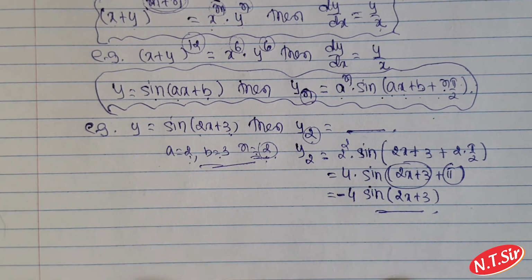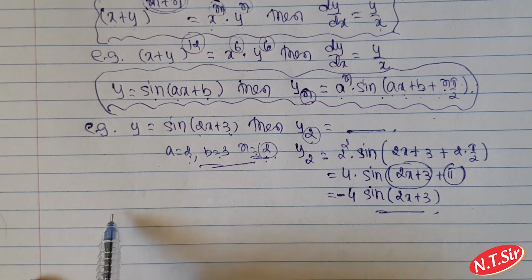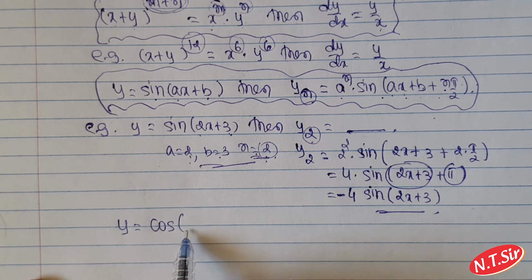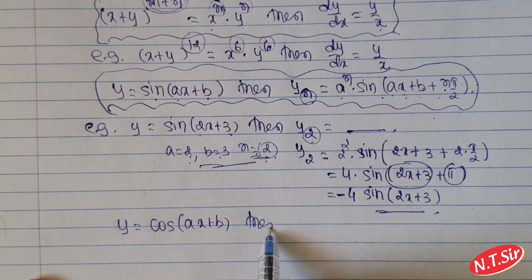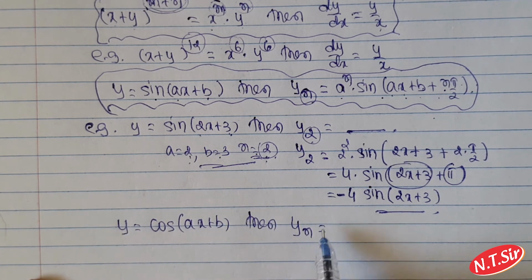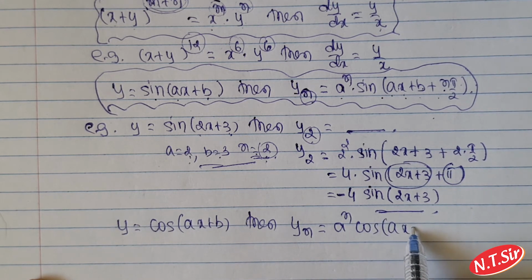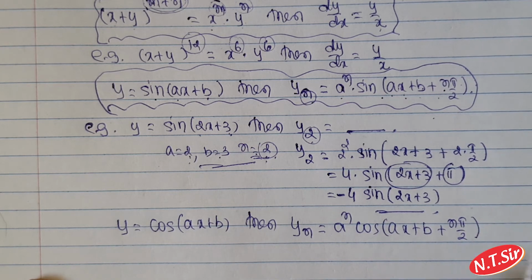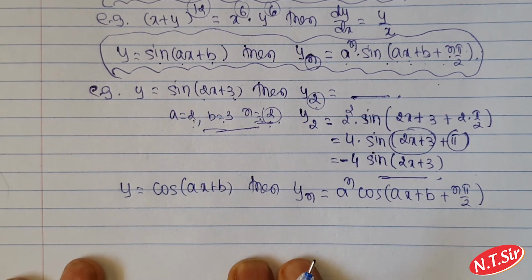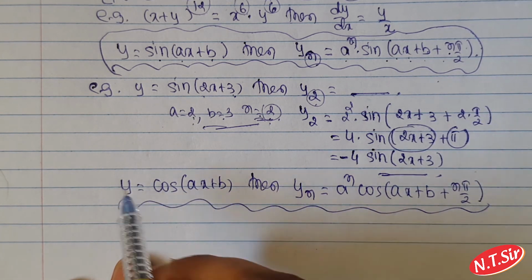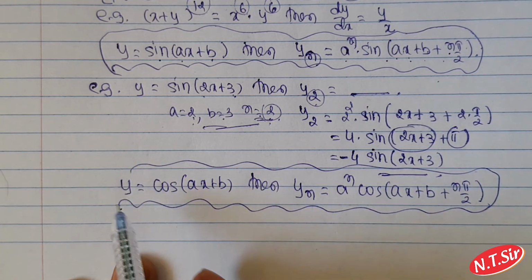A similar formula exists for cos also. Suppose the formula for cos is y is equal to cos (ax plus b). Then the nth derivative of cos is a raised to n into cos (ax plus b plus n pi by 2). So the same formula as sine is applicable for cos. You have to memorize this formula also.